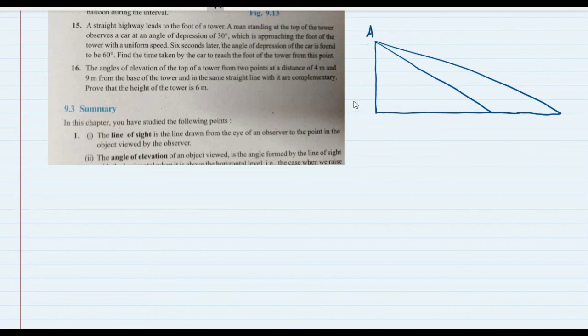So AB is the tower and C and D are the 2 points on the base. So angles of elevation of the top of this tower from these 2 points C and D at a distance of 4 meter and 9 meter from the base of the tower. So this is 4 meter and from B to D is 9 meter. So can you tell me how much will be CD? B to D is 9 meter. B to C is 4 meter. CD will be 5. This will be 90. This much we know.